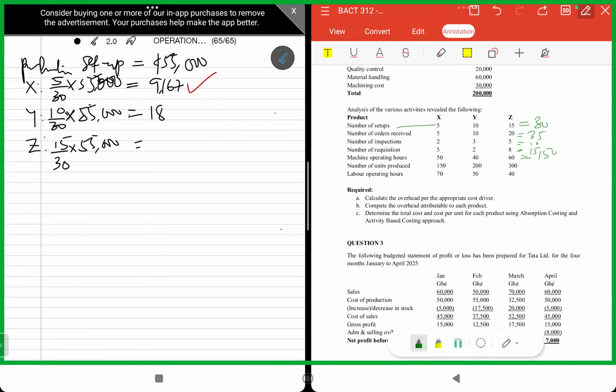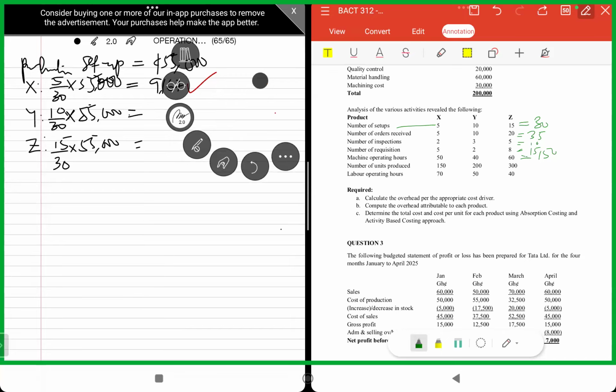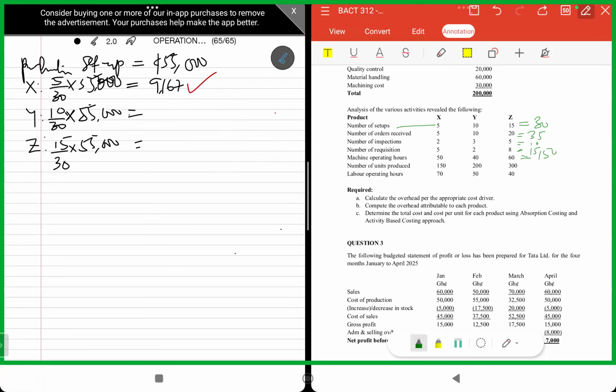18,333.33. 10 over 30 times 55,000. 18,333. Is it 10 over 30 times 55,000? What's her name? Pearl. Do the Z. I told you that you do the Z. Be quick. Yeah, 27,500.